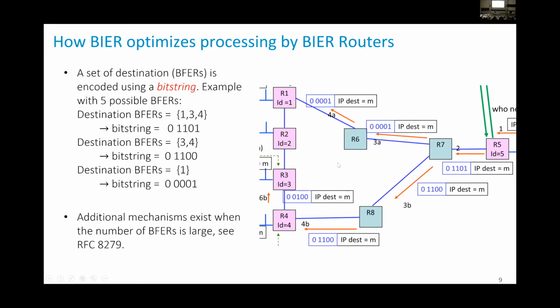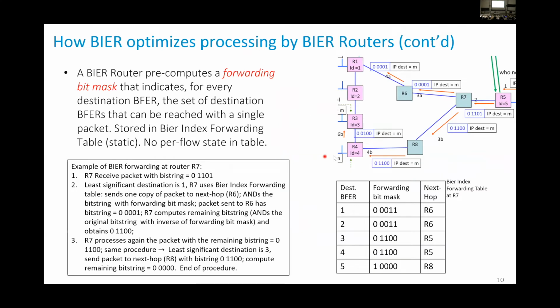There's no difference. But of course, the trick is that now it is possible to do all the processing by creating a special table, which is called the BIER Index Forwarding Table. That is explained here. I'm showing, for example, the BIER Index Forwarding Table at router R7. This router is connected to R6, R8, and R5. The table contains all the information you need to be able to process any BIER header you will receive. So any distribution list you might receive, not just the one that is present here, can be processed by simply looking at this table.